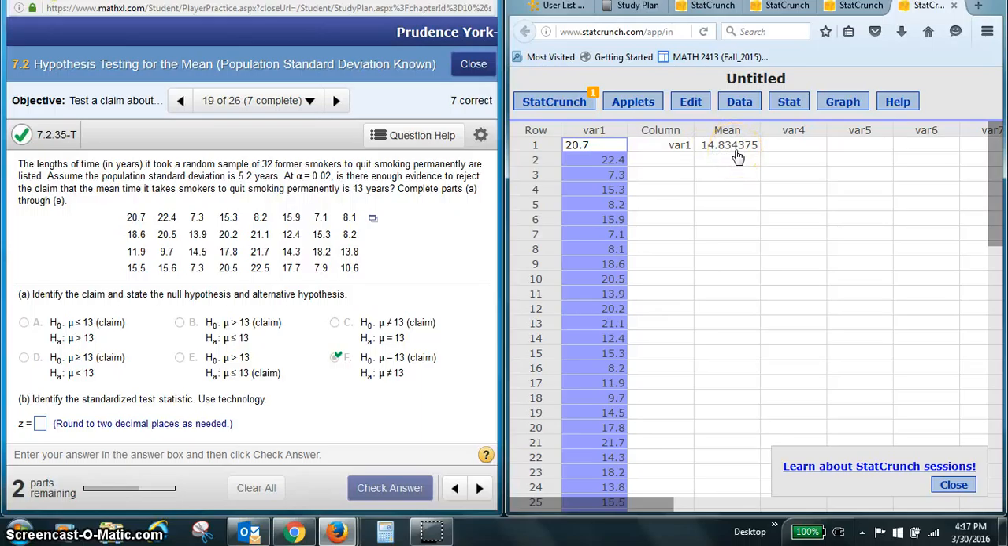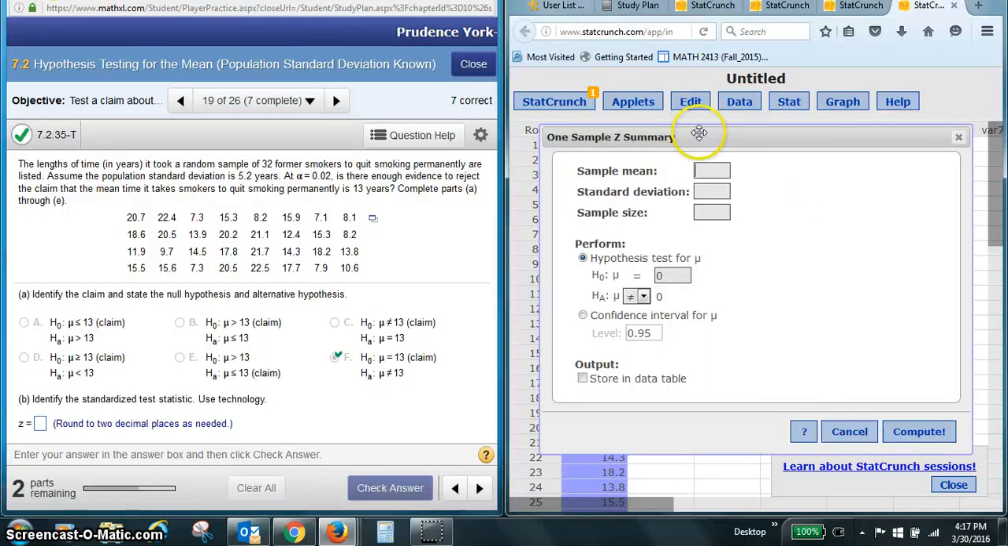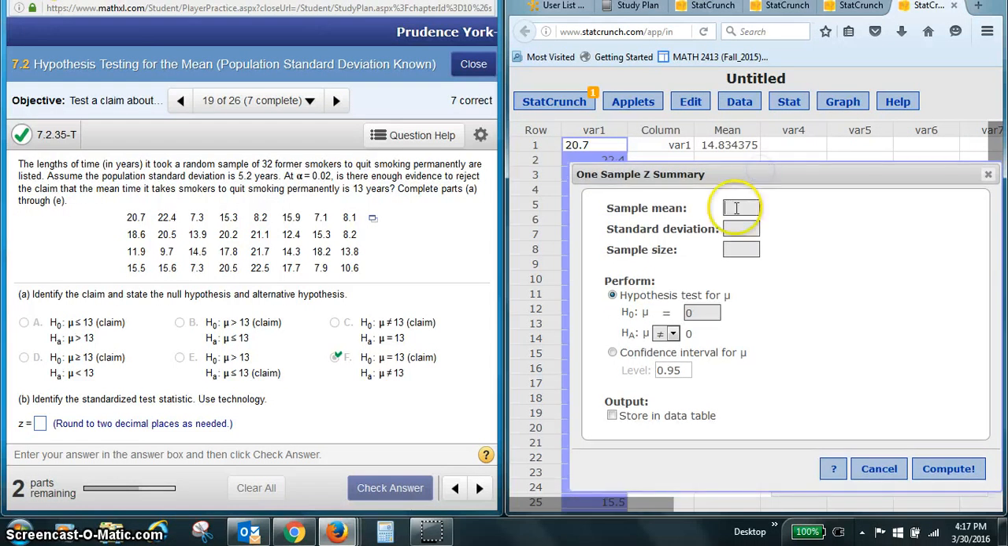I still haven't found the standardized test statistic, but I can do that now. I can go Stat, Z Stats, One Sample, and I'm not going to do it with data. I have to do it with a summary because the data doesn't use the standard error of the mean that you need. So with summary, I have to use the sample mean, so that's why I had to find the mean of that data, 14.834375.